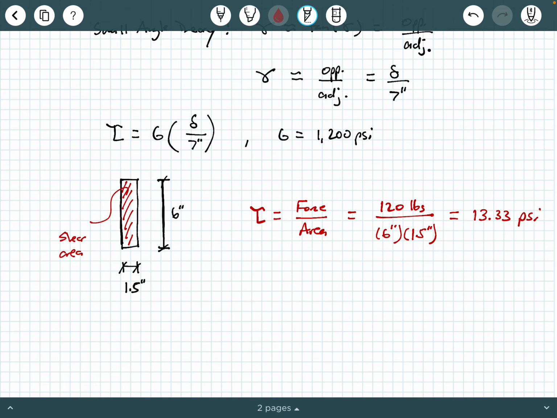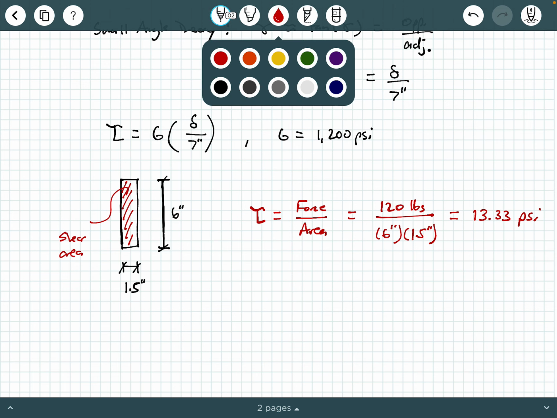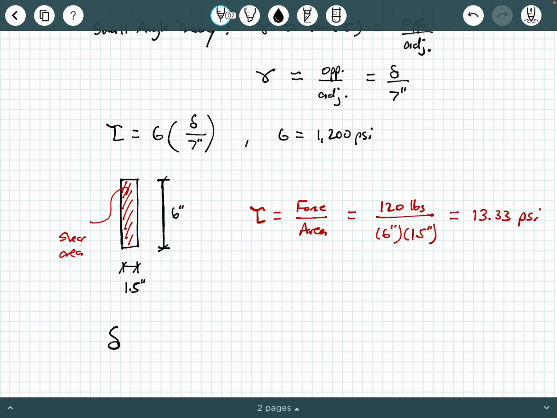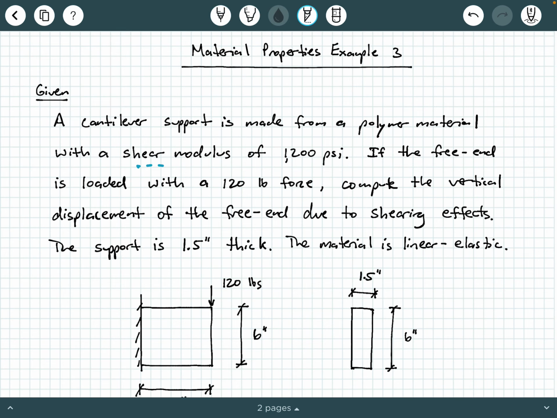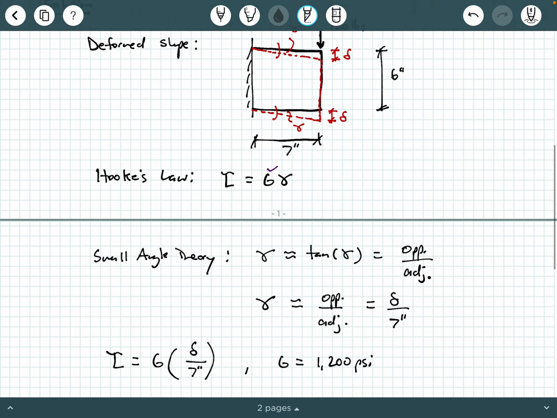So now we're basically ready to calculate the thing we're interested in. We're interested in delta. And of course, if you rearrange this equation here, we get delta equals 7 inches times tau divided by G, okay? And so we'll say 7 inches times 13.33 PSI divided by G. And what was G again? I'm going to scroll back to the problem statement. G, the shear modulus, is 1200 PSI.